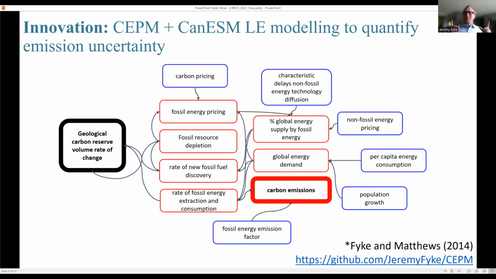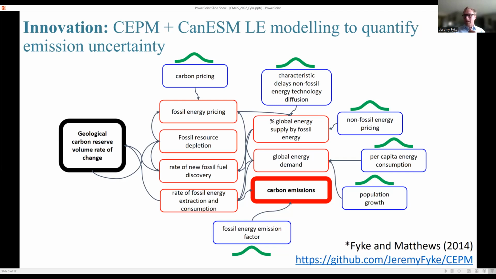Now, there are exogenous variables. I'm going to borrow some more terminology from integrated assessment modeling, things that we feed into the model to make it run, boundary conditions, things like carbon pricing, non-fossil energy pricing, population growth, per capita energy consumption. These are prescribed to the model, and the model runs and produces carbon emissions, essentially. Now, these exogenous variables, these forcing factors, we can feed many values for these into the model and run the model many times in large ensemble mode, and develop from distributions of inputs, distributions of outputs of carbon emissions.